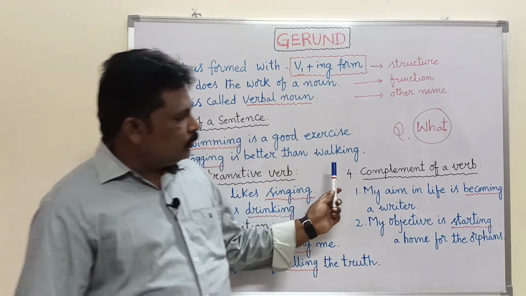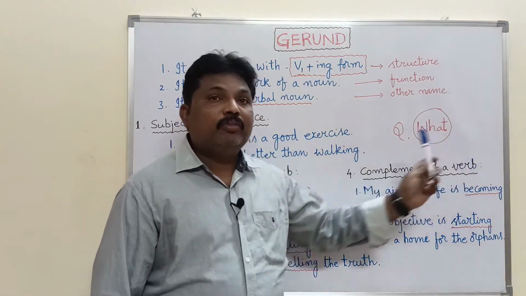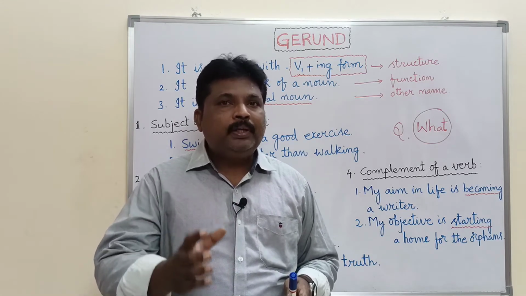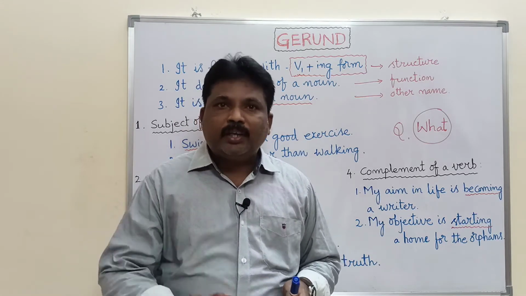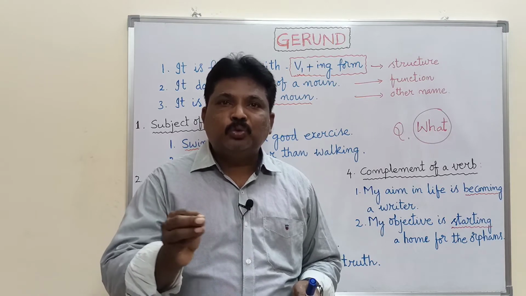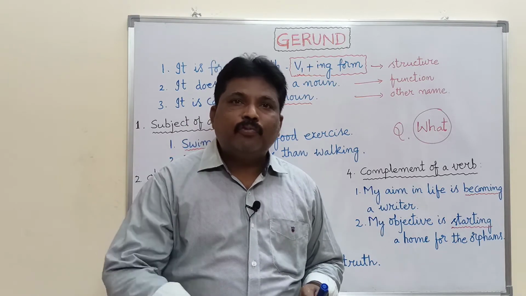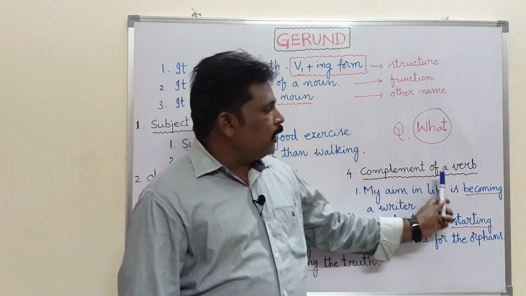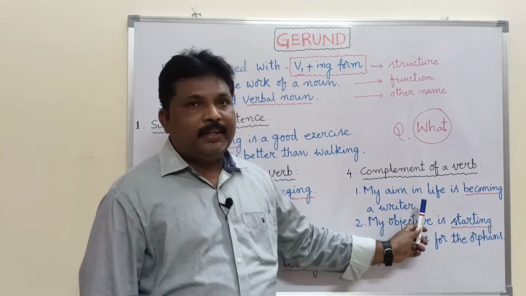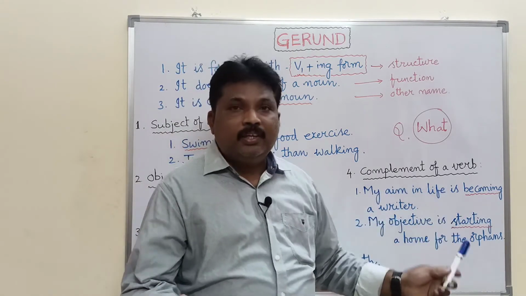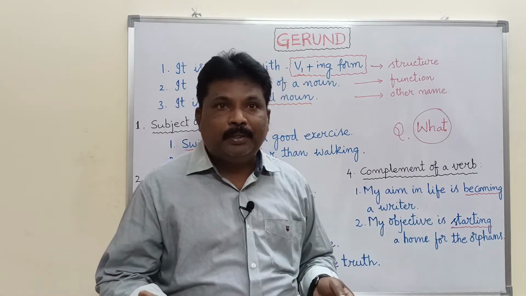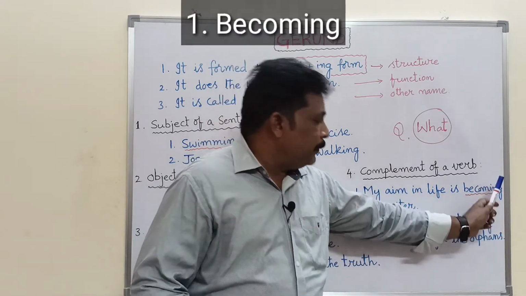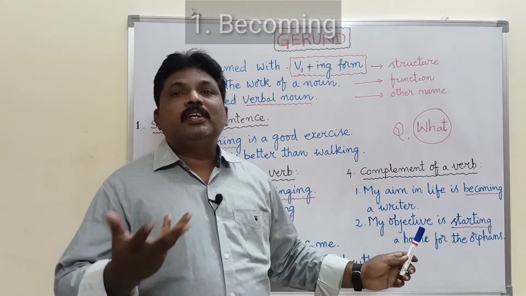And the fourth usage is complement of a verb. Sometimes the sentences are incomplete. To complete the incomplete sentences, we can use the gerund along with one or two words. Then the sentence will be perfect or complete. See, my aim in life is becoming a writer. So my aim in life is, this sentence is incomplete. To complete this incomplete sentence, we introduce the gerund, becoming a writer.